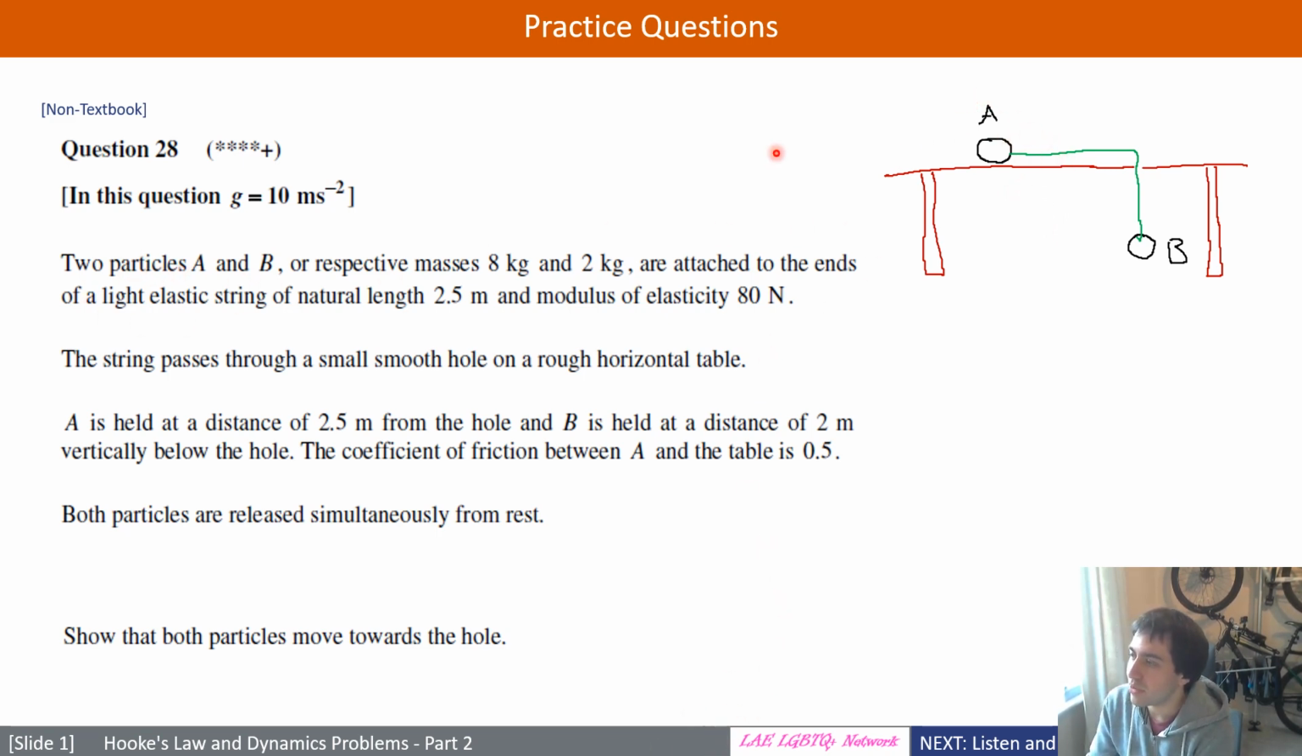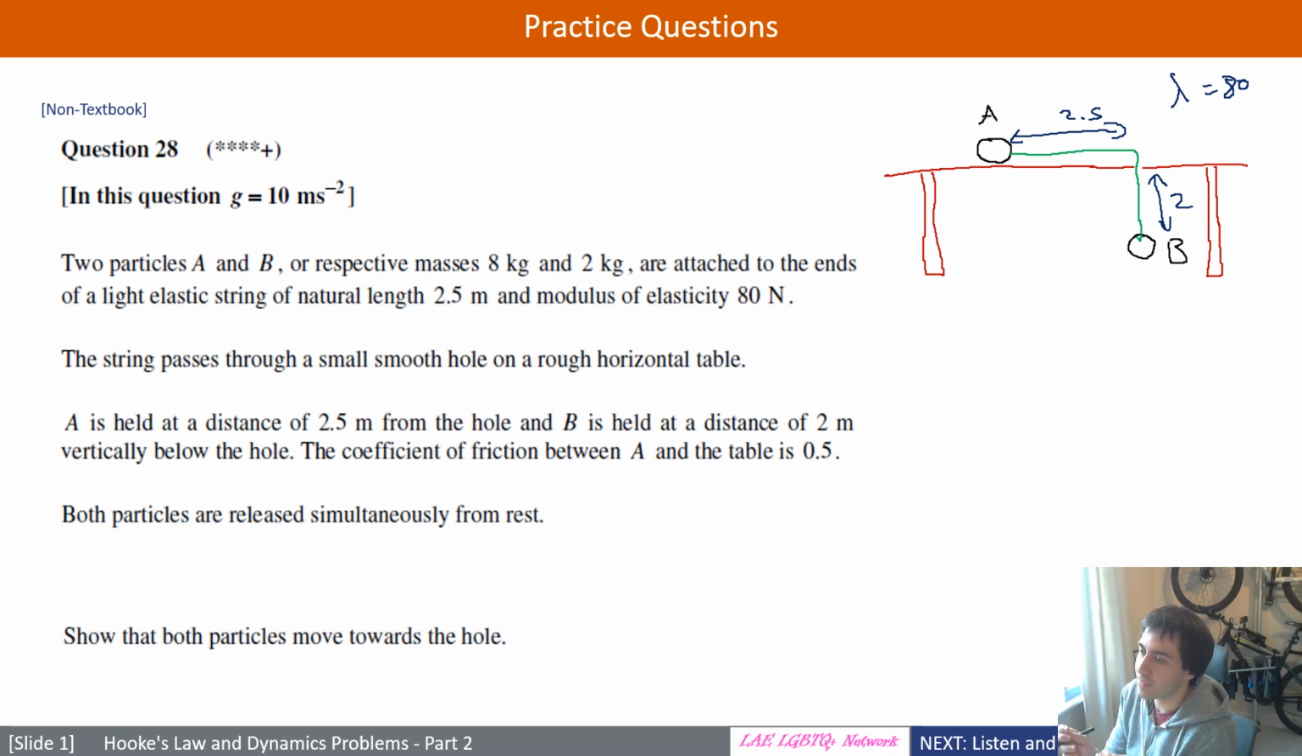And the weird scenario which they want you to prove is that, okay, first of all, if the green string was just a normal string, obviously B is going to fall down and A is going to move to the right. However, what they're asking you to prove here is that given the information, the fact that the green string is elastic, the fact that this distance here is 2.5, this distance here is 2, and the modulus of elasticity is 8, etc., the natural length and so on.